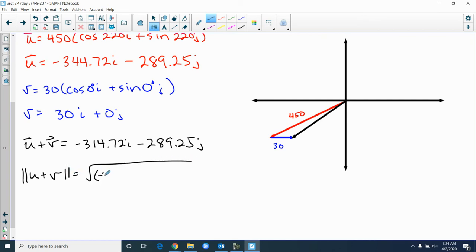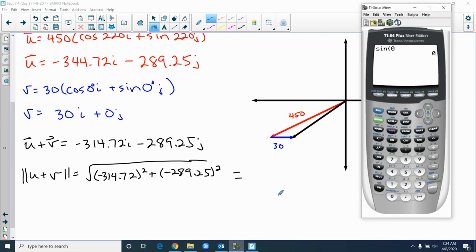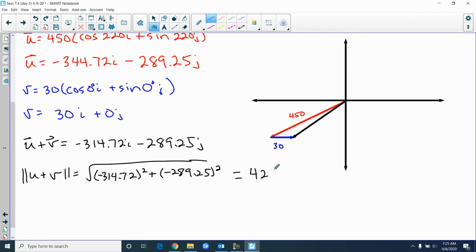So you get the square root of negative 314.72 squared plus negative 289.25 squared. I'm not even going to bother with the negative because it's not going to matter. And I'm going to take the square root, 427.45. And that will be its speed.